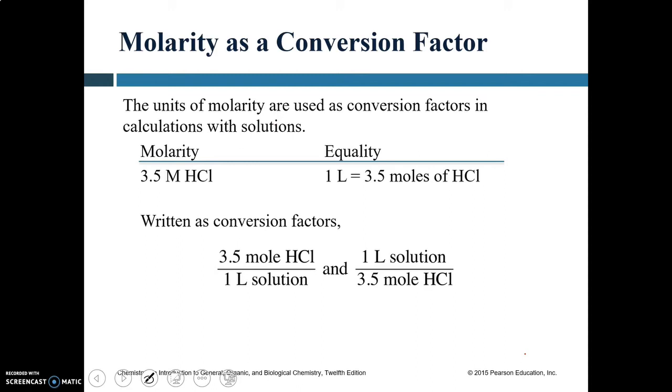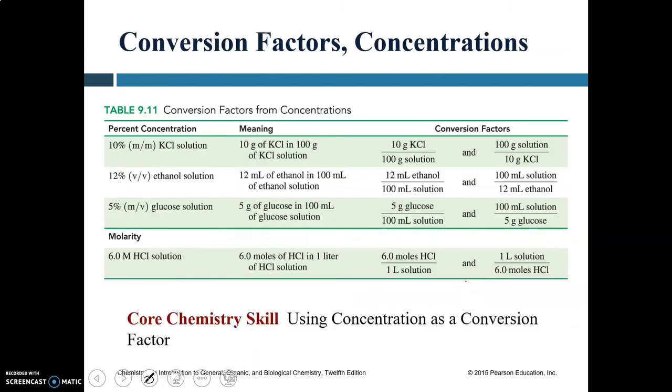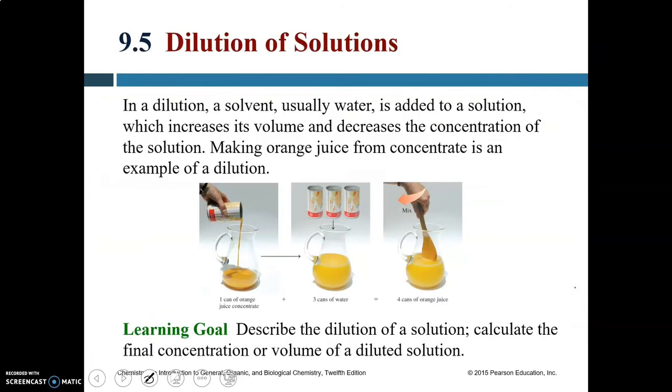Molarity is essentially a conversion factor. For instance, you have a 3.5 molar solution of hydrochloric acid. It means that 3.5 moles of hydrochloric acid is in 1 liter, or 1 liter of the solution contains 3.5 moles of hydrochloric acid. So this is a brief summary with examples of what molarity, mass volume, and mass percentages are.